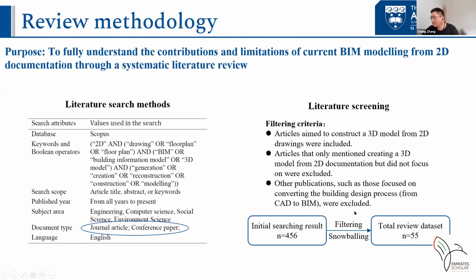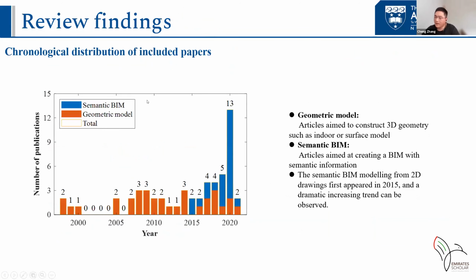In addition to the filtering, we also adopted the snowballing technique to find additional papers. So finally, we got a total review dataset of 55 papers. Here is the annual distribution of all the included papers, and we divided them into two groups.